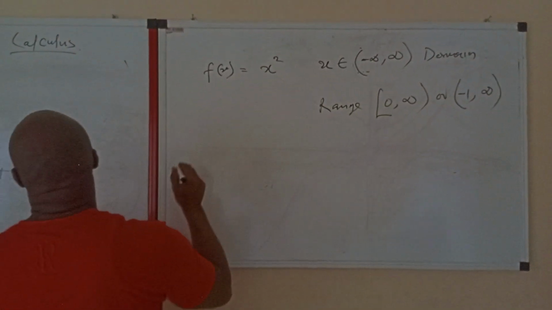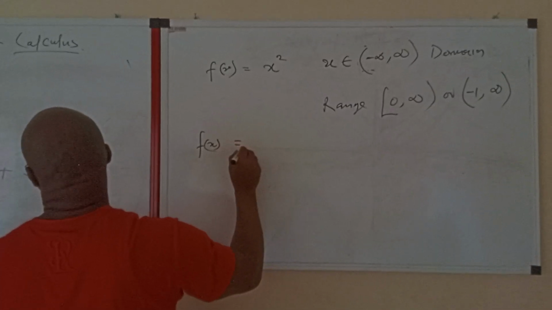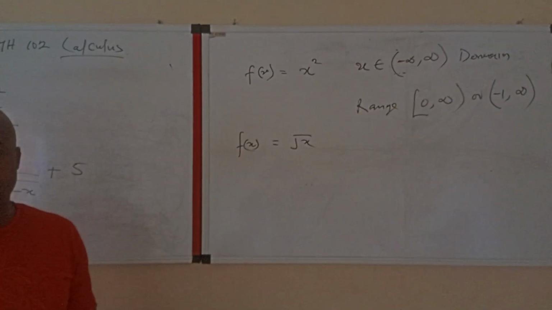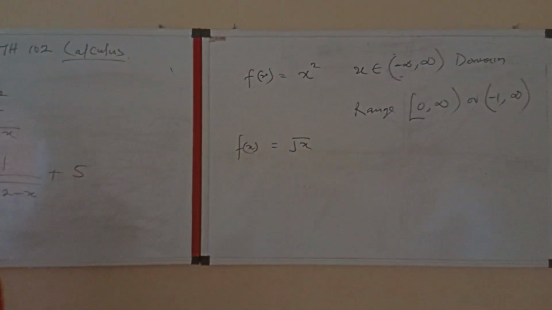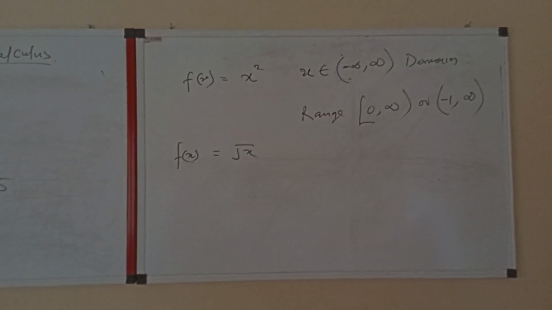Now the other one we want to do, the second one, where we have f of x is equal to the square root of x. So let us find the domain and the range by ourselves.